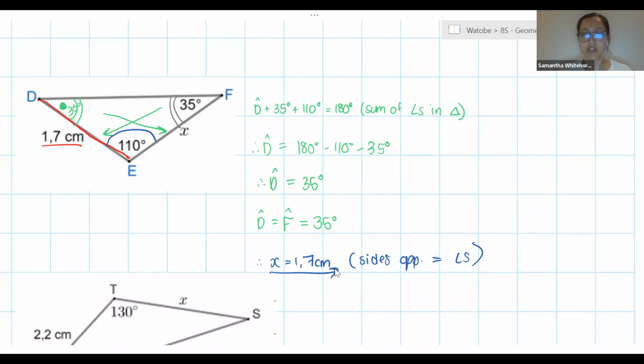Alrighty, guys, so take your screenshot here. Here, I did all of that to go and find X, and I needed to find D first because as it was given to me, I didn't have enough information to just go say that X was equal to 1.7. I first had to show that angle D was 35 so that I could then go and use sides opposite equal angles. I first have to have the angles being equal to each other before I can use the reason. And if it isn't given, then we need to go and find out whatever information it is that we're missing.